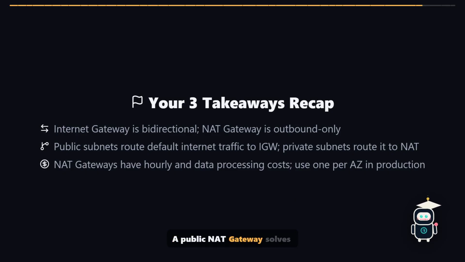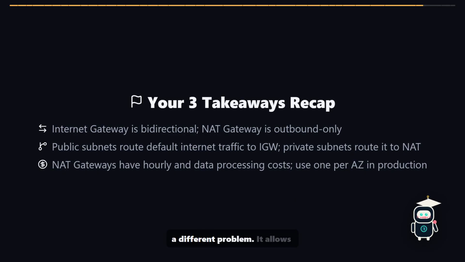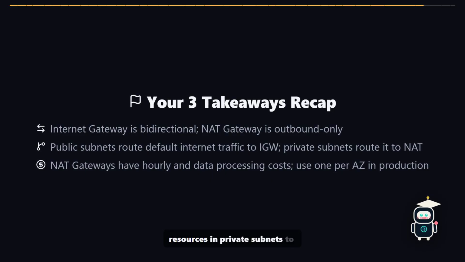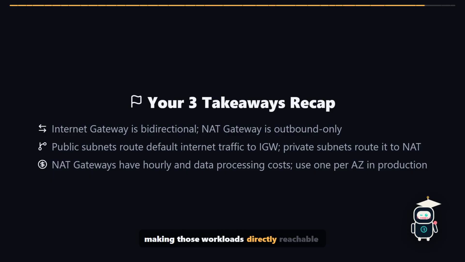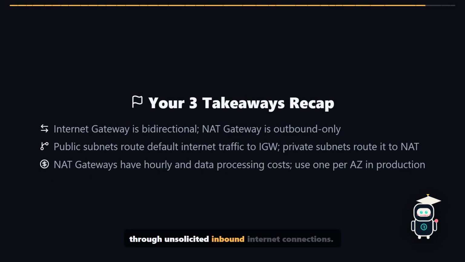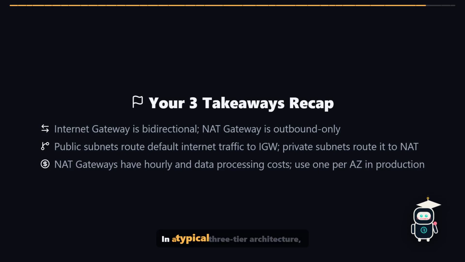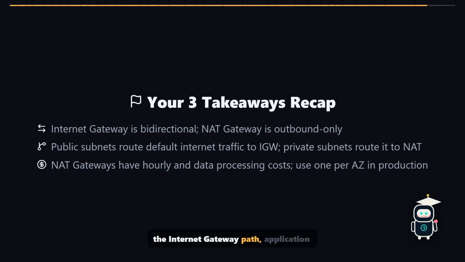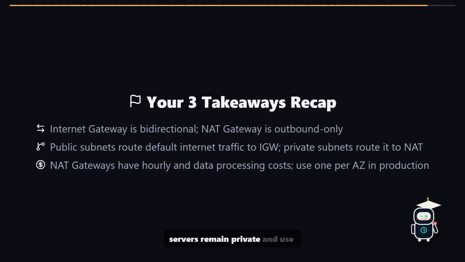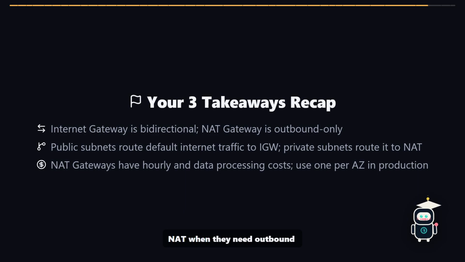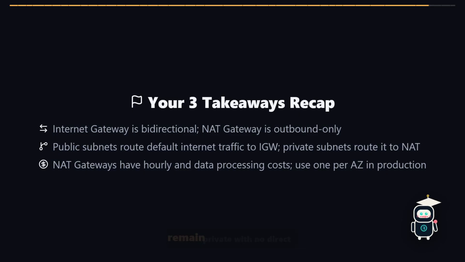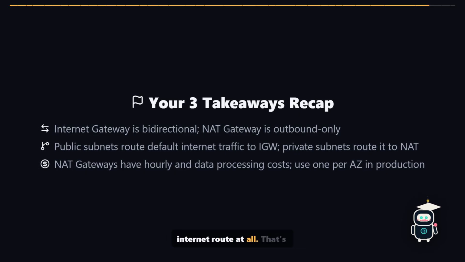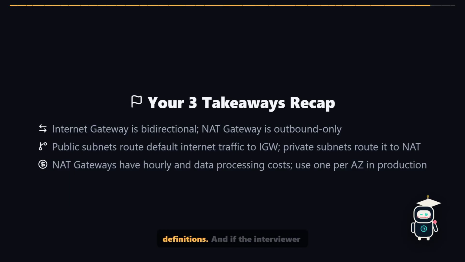A public NAT gateway solves a different problem. It allows resources in private subnets to initiate outbound internet connections without making those workloads directly reachable through unsolicited inbound internet connections. In a typical three-tier architecture, the public entry tier uses the internet gateway path, application servers remain private and use NAT when they need outbound internet access, and databases can remain private with no direct internet route at all. That's the answer that shows you understand the architecture, not just the definitions.